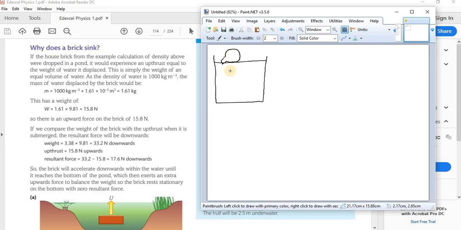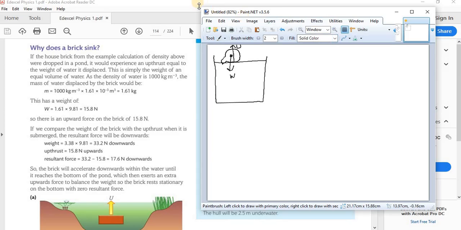So when the weight of the water that it displaced is equal to the weight of the balloon, then the forces are balanced. Okay, so now we have the weight force downwards, and then we have the upthrust upwards. Both forces are equal in magnitude and opposite in direction, so the balloon will float, or it will remain at that level. It won't sink or it won't rise up further because the forces are balanced.